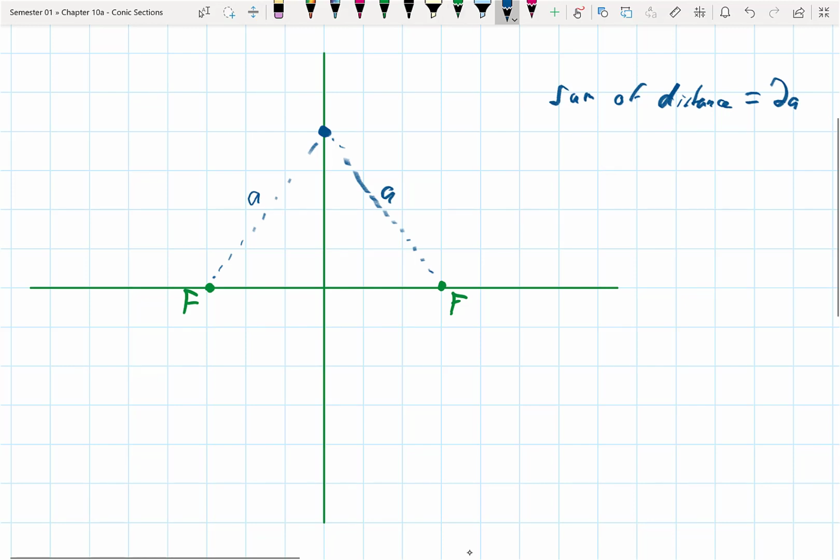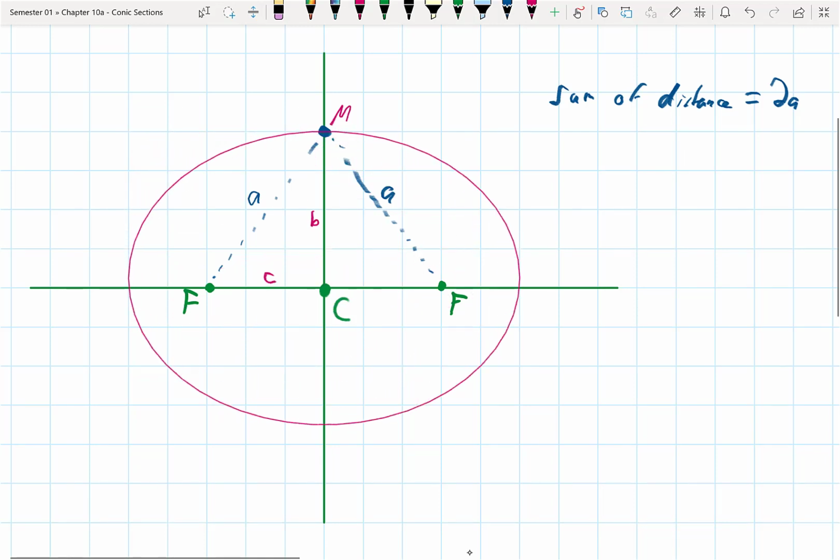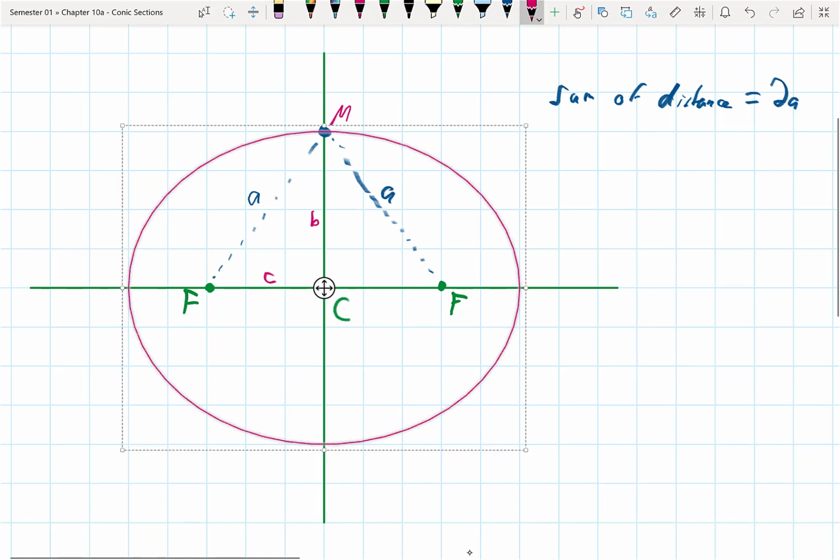Now, I'm going to start gridding some of this out. I'm going to decide that this right here is another ordered pair called the center. And this distance between the center and the focus, we're going to call little c. And the distance between the center and this point that I'm going to call m is called b. And to get a visual for what the ellipse looks like with these conditions, I'm going to draw the ellipse that these conditions would show.